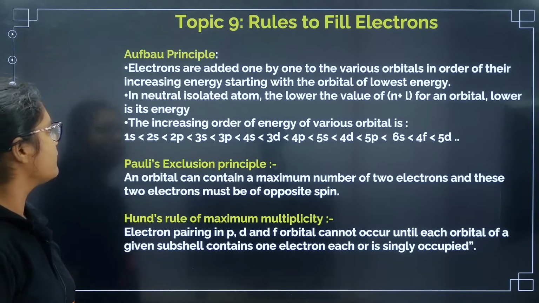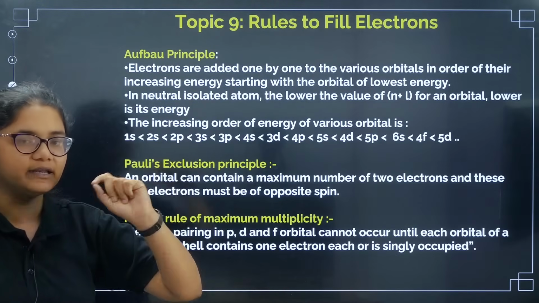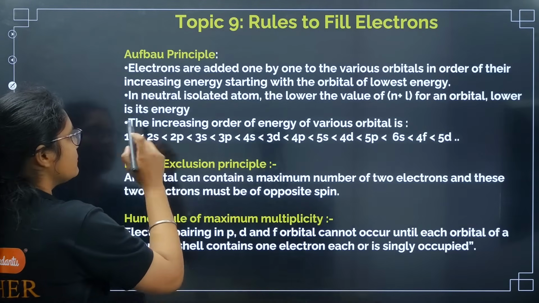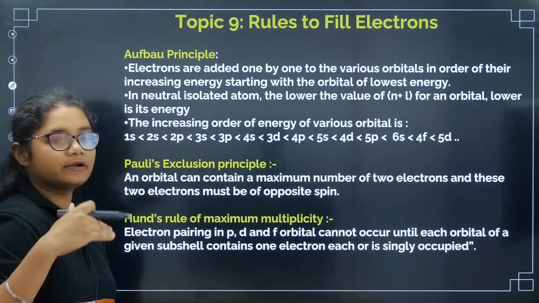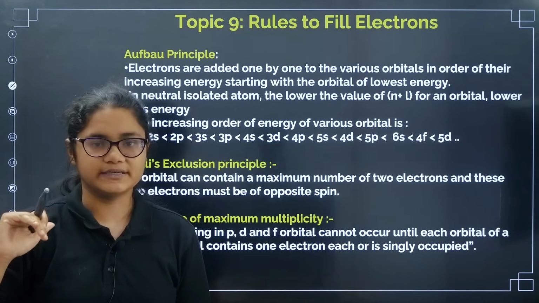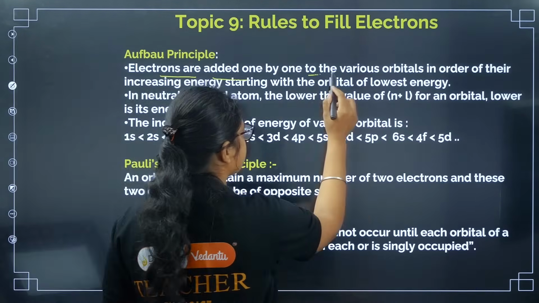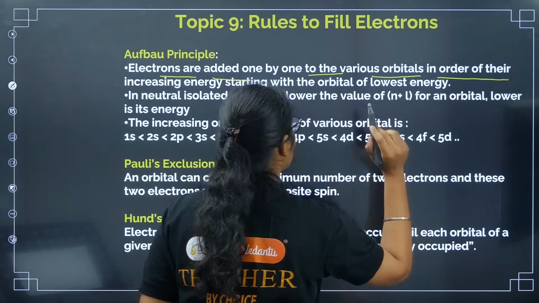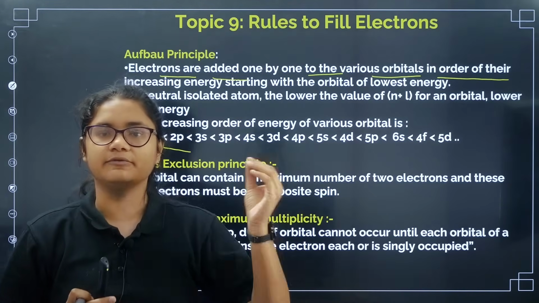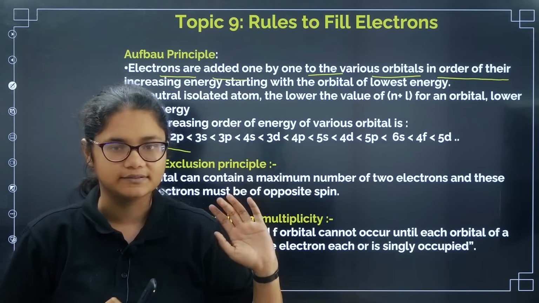Now we can see some rules, the statements you have to keep in mind while filling the electrons. So first is our Aufbau principle. What it tells us is that electrons should be filled in the increasing order of the energy levels. Electrons are added one by one to the various orbitals in order of their increasing energy. The one which has the least energy will be filled first, then the one which has more energy will be filled at last. Correct?